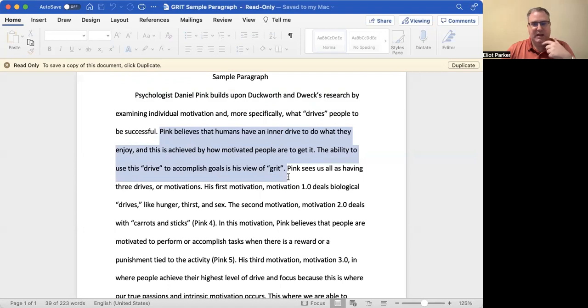But I basically say, in this second sentence leading into the third sentence, what Pink's perspective on it is. So we know what Duckworth thinks about grit and her view of grit. We know what Dweck says about grit with fixed and growth mindsets. Now here's Pink's perspective on it, and that is he believes humans have an inner drive to do what they enjoy, and this is achieved by how motivated people are to get it. And this use of drive to accomplish goals is how he sees grit.